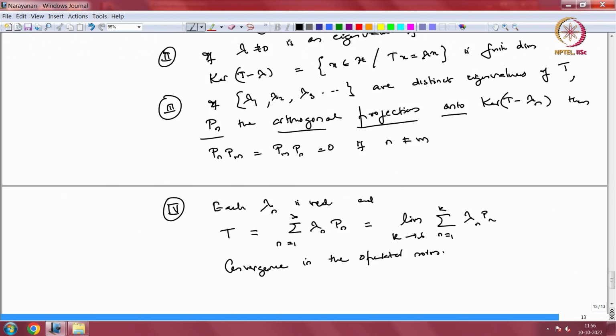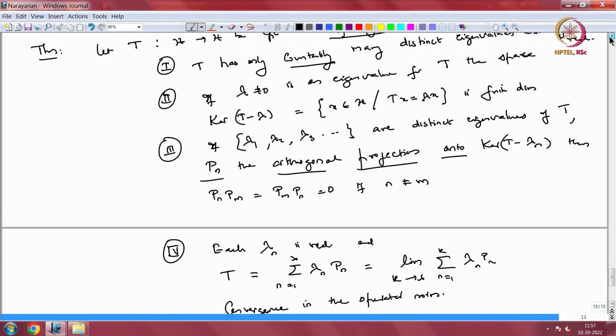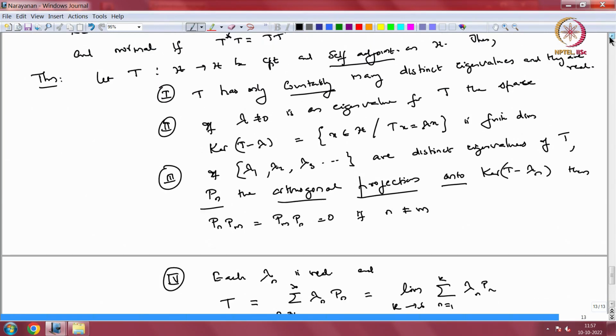Okay. So, let me repeat, let me show the statement fully, so that it is clear. If T is a self adjoint compact operator on the Hilbert space H, it has only countably many distinct eigenvalues, and they are all real because I am assuming self adjointness. If lambda not equal to 0 is an eigenvalue, that means the non-zero eigenspaces are all finite dimensional. Lambda not equal to 0 is important, it can have a very huge kernel.